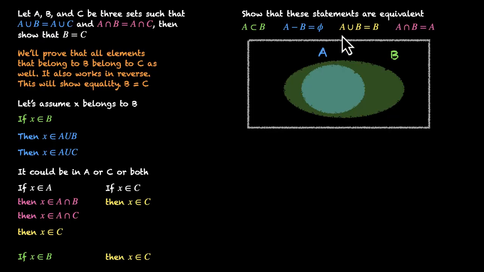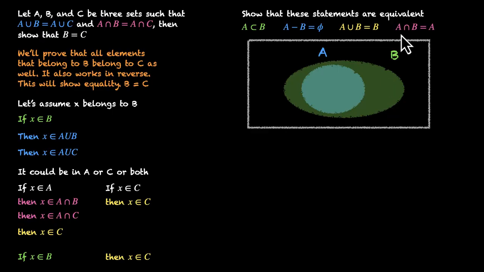The next one says A union B is B. So if you combine all the elements of A and all the elements of B, you get all the elements of B, because whatever is in A is also in B. A union B, from the image as well, you can see that it's equal to B.